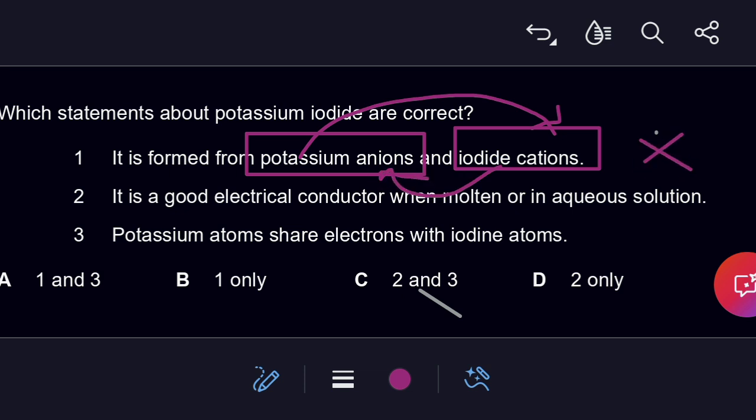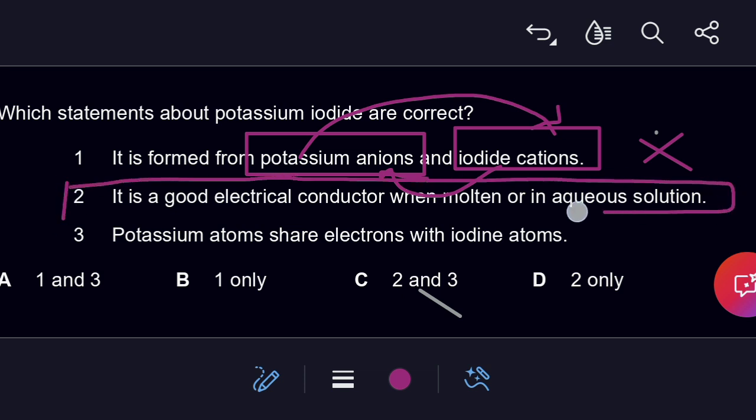Number 2, it is a good electrical conductor when molten or in aqueous solution. Yes, potassium iodide is an ionic compound and it is a good electrical conductor, or you would say it acts as an electrolyte in molten and aqueous form. So this option is correct.